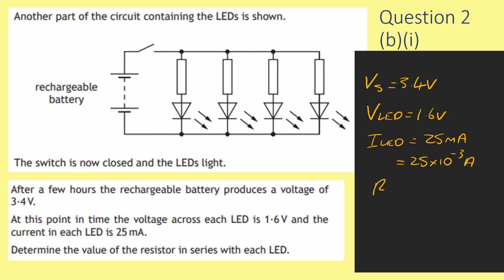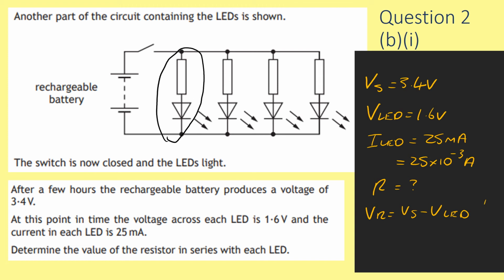Now this is a 4 marker. This is an A-type question. If I want to find the resistance of R, I need to know the voltage across R. This is a parallel circuit, so the voltage across the rechargeable battery is the same as the voltage across each branch. So the total voltage in any one branch, that's any one section here, is equal to 3.4 volts. That 3.4 volts is being split between the LED and the resistor. The voltage across the resistor is equal to the supply voltage, take away the voltage across the LED.